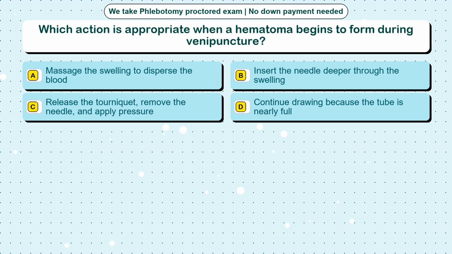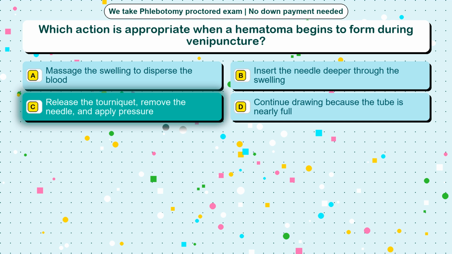Question 12. Which action is appropriate when a hematoma begins to form during venipuncture? Option A. Massage the swelling to disperse the blood. Option B. Insert the needle deeper through the swelling. Option C. Release the tourniquet, remove the needle, and apply pressure. Option D. Continue drawing because the tube is nearly full.